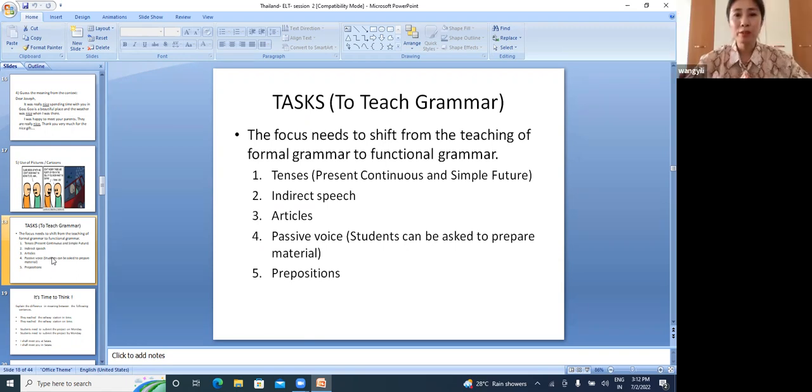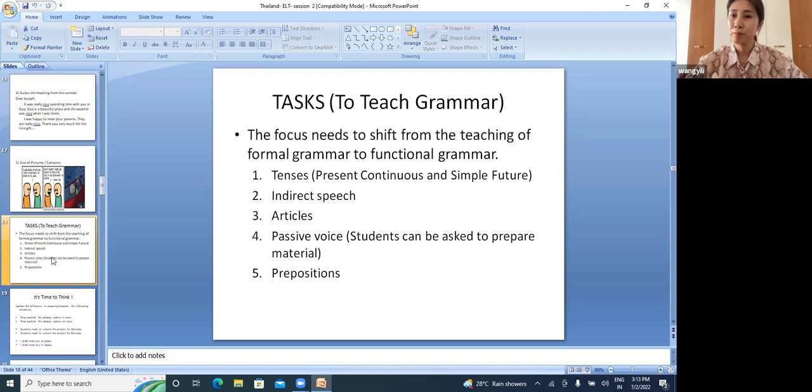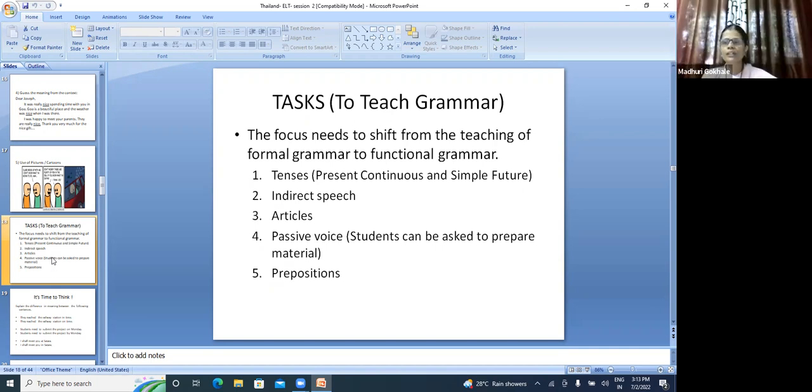I think the teaching of formal grammar just emphasizes the grammar itself, and the functional grammar is just the application of the grammar in our language learning. Very good, right. That was a correct word, application. I might have studied grammar, but if I'm not able to use it correctly in my day-to-day life, I have not learned functional grammar, right?